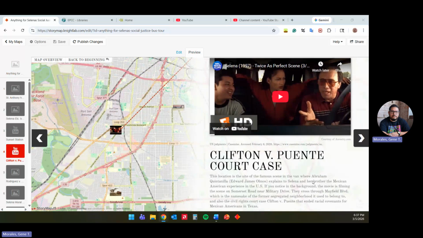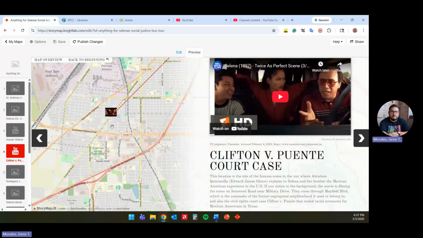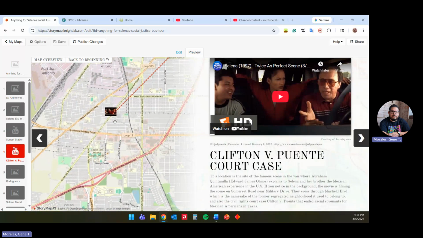The person leading this court case is Abadan Salazar Puente. He's helped out by Carlos Cadena, Henry B. Gonzalez and Alonso Perales, heavy hitter Mexican American civil rights leaders at that point in time. He's trying to get a house on the south side of San Antonio, really where the location of this movie is. And where they cross in the movie is this street called Mayfield Park.